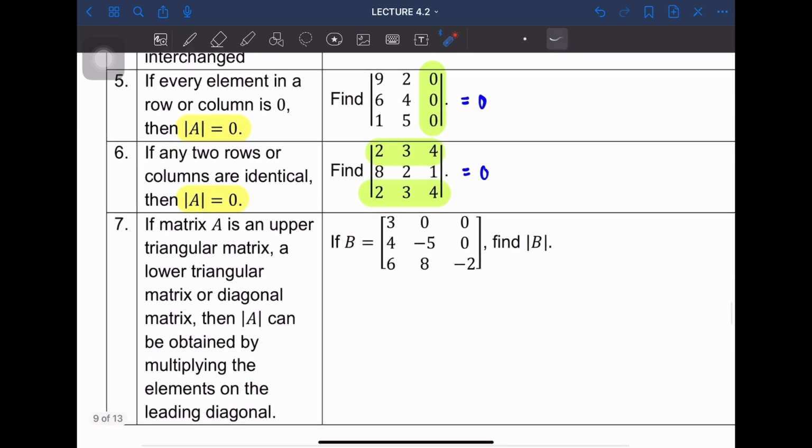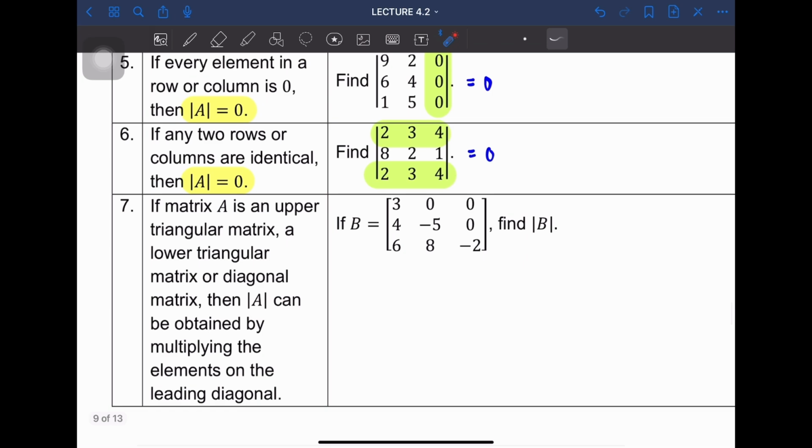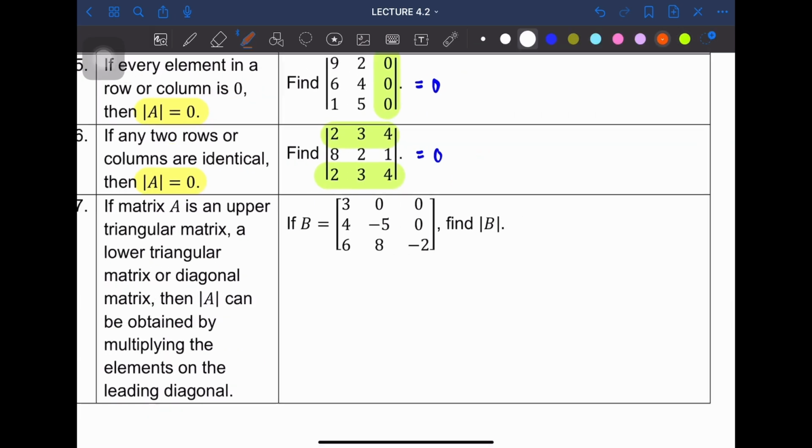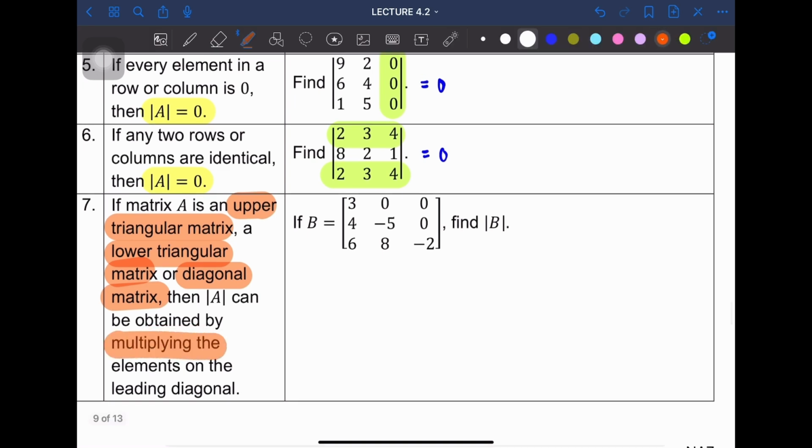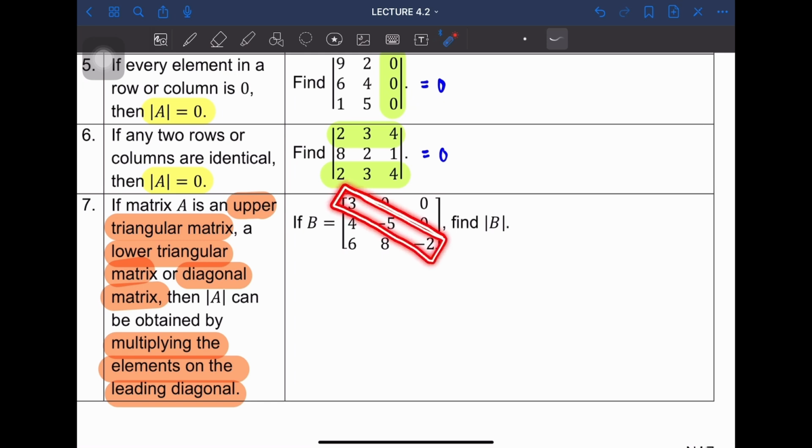And then number 7 is if matrix A is an upper triangular matrix, lower triangular matrix, or diagonal matrix, then the determinant of the matrix can be obtained by multiplying the elements on the leading diagonal. I believe everyone still remembers what the leading diagonal is. It is the elements over here.